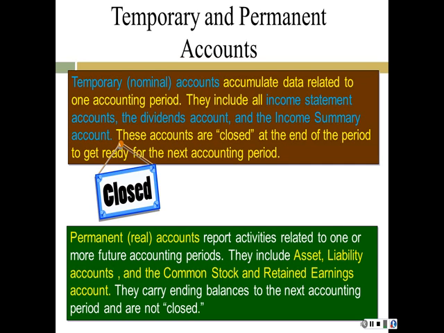The other type of accounts are permanent or real accounts. These accounts exist one period after the next. Their balances roll over from one period to the next. Examples of permanent or real accounts are asset accounts, liability accounts, common stock, and retained earnings. These accounts carry over their balances into the next accounting period and are not closed. So we have to go through the closing process to close out temporary or nominal accounts.